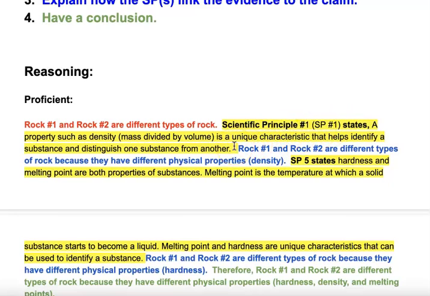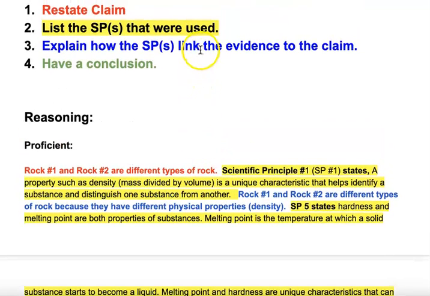A property such as density, mass divided by volume, is a unique characteristic that helps identify a substance and distinguish one substance from another. So that's the first part of it. Now I have to do the blue. Explain how this supports my claim.